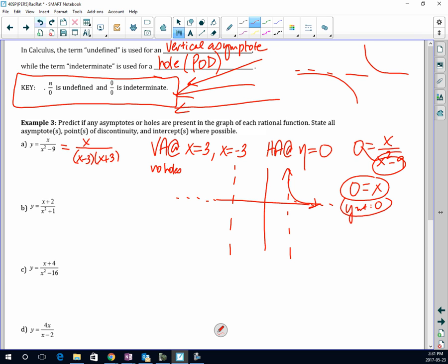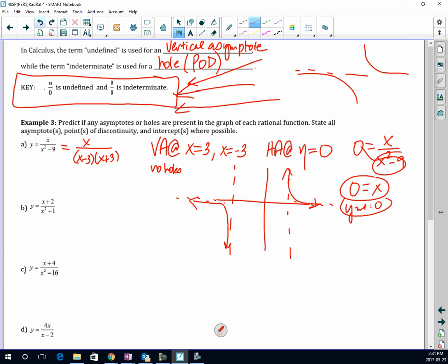Okay, how about this region over here? Well, I could pick, say, -4. What do I get then? -4 goes on top. 16 minus 9 is 7. I get -4 sevenths. So where is it? Right there. There's my curve.